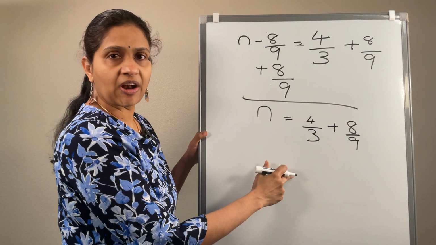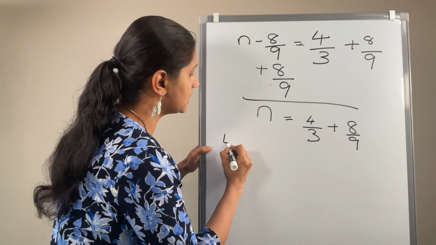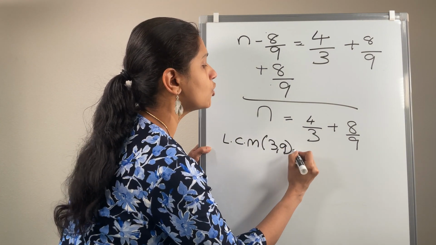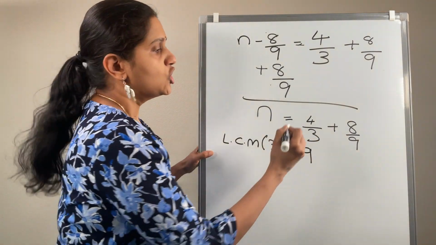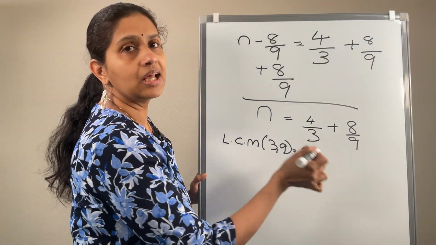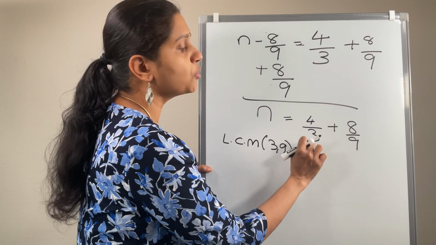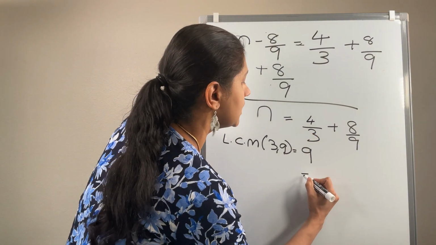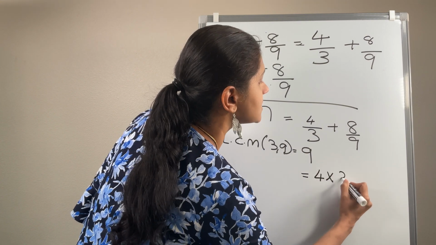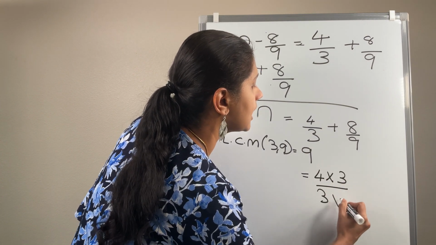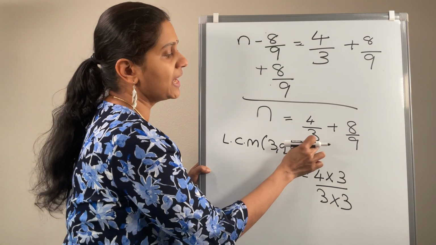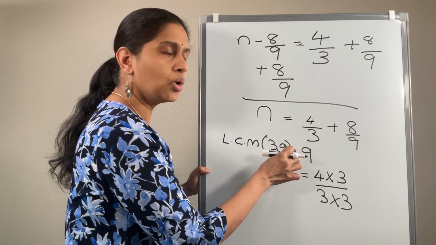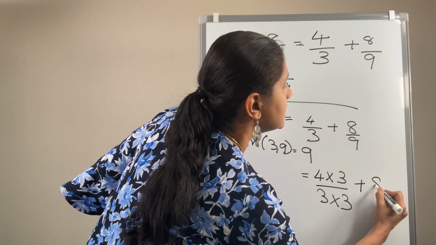So, to solve this fraction, first we have to find the least common multiple of 3 and 9, which is going to be equal to 9. So, to make the denominators like denominators, we have to multiply 4 by 3 times 3. So, that is going to be equal to 4 times 3 by 3 times 3, because we have to make this denominator 9, because the LCM of 3 and 9 is going to be equal to 9, plus 8 by 9.